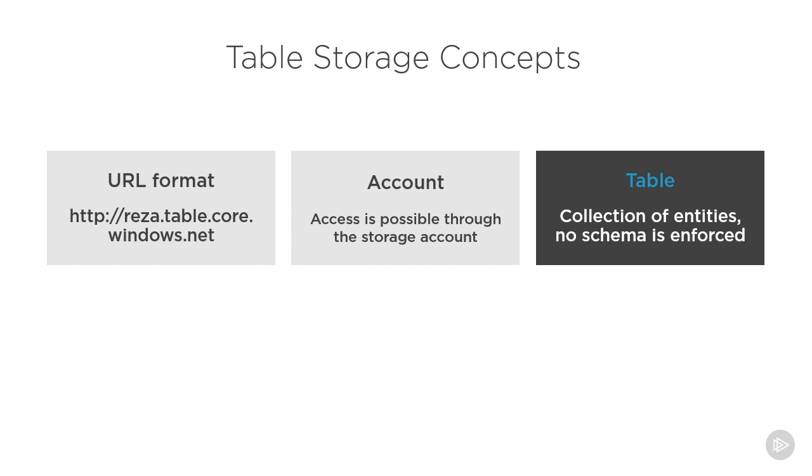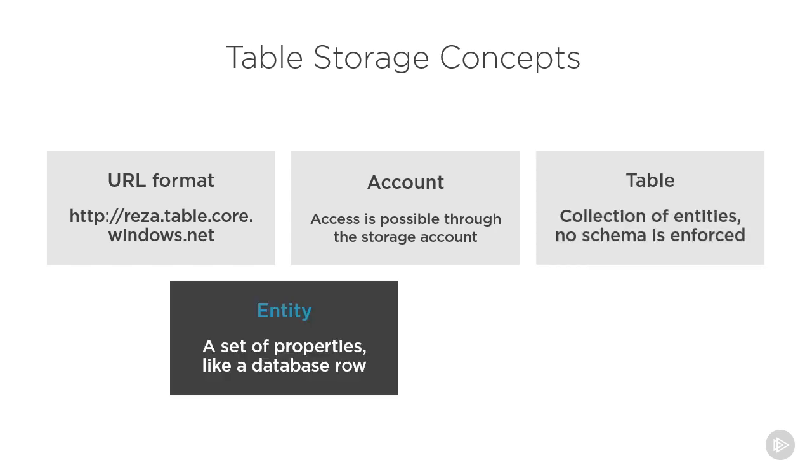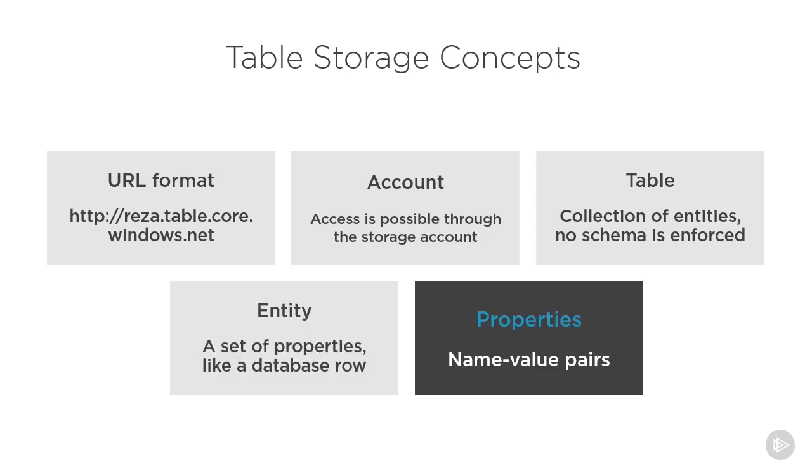A table is a collection of entities and no schema is enforced. You store your entities inside the table. Each entity has a set of properties. You can think of entities as database table rows. And finally, each entity can have a few properties. These are in the form of name value pairs. For example, for the person entity, you can have first name, last name, and email properties.